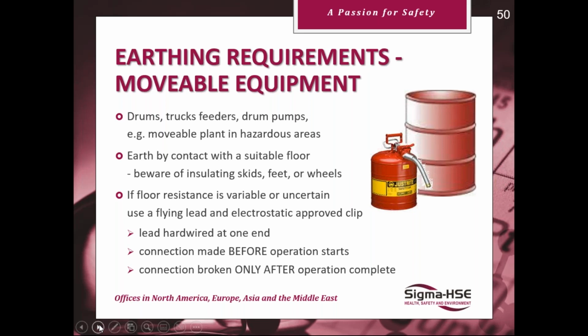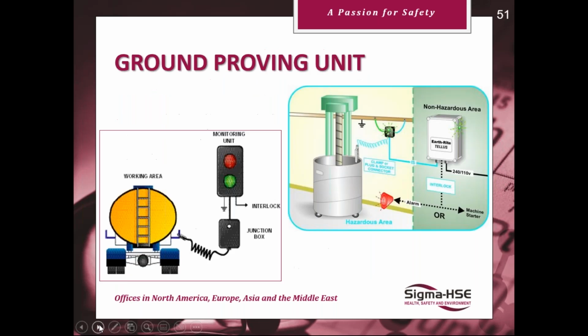If the floor resistance is variable or uncertain, then you can use flying leads. This has got to be hardwired at one end, connected up before the operation starts, and break the connection only after the operation is complete. Here's a diagram here showing an earth proving unit, which if you're unloading a tanker, for instance, this is the type of system you would have in place.